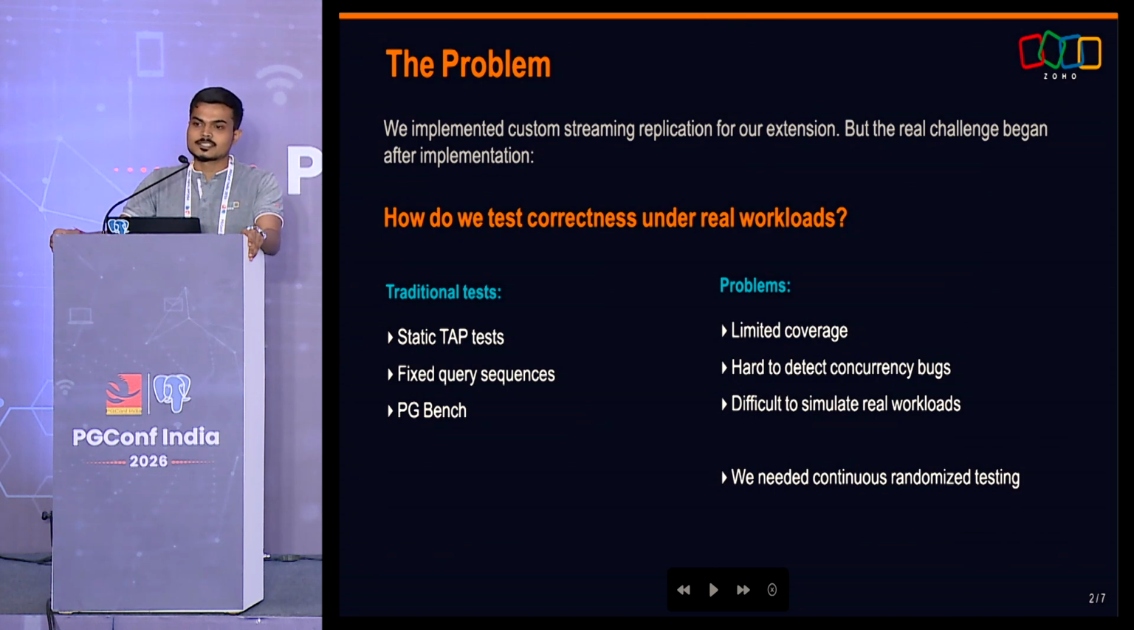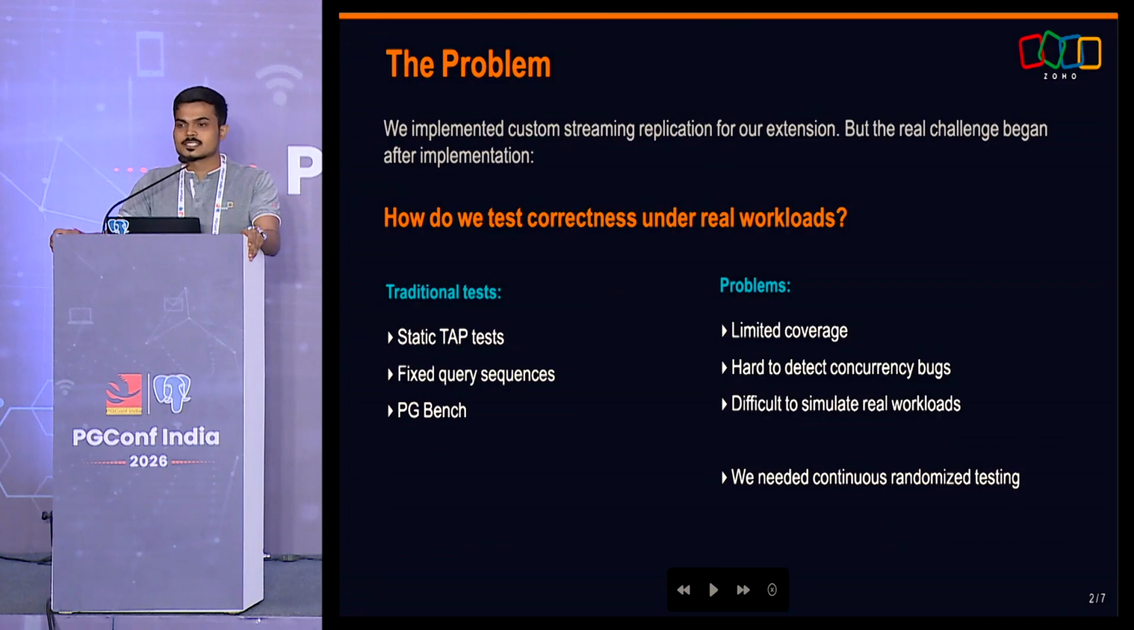For our extension, the foreign data wrapper, we recently implemented custom streaming replication. And after implementation, the real challenge began. The challenge was, how do we actually test the correctness of our replication under real workloads?